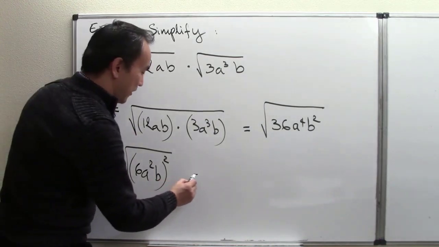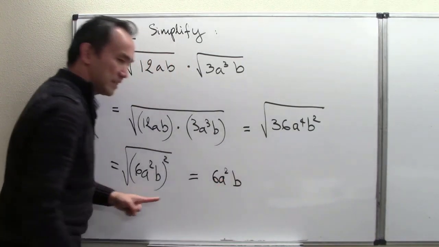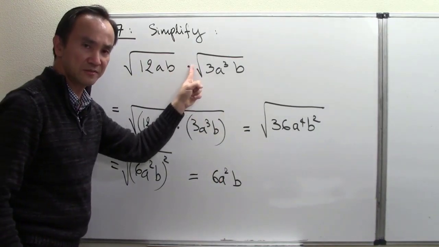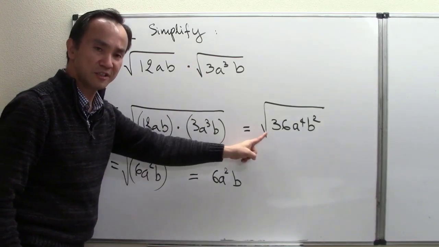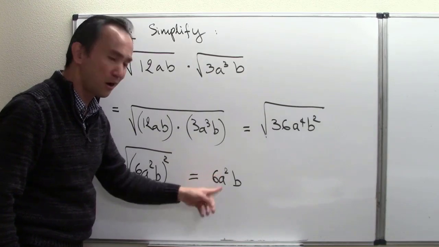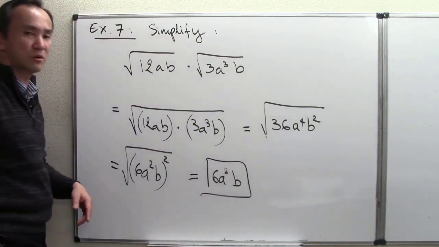And so now the final answer comes out, 6a squared b. The expression here is a lot simpler compared to the beginning version it started with, and simpler still because it has no more square root. It's completely gone, and there are a lot fewer operations involved. So this is the final expression.